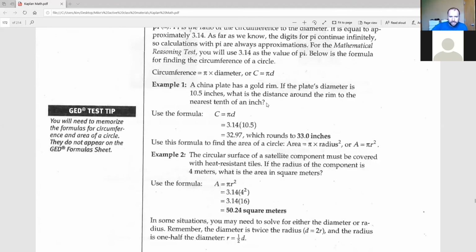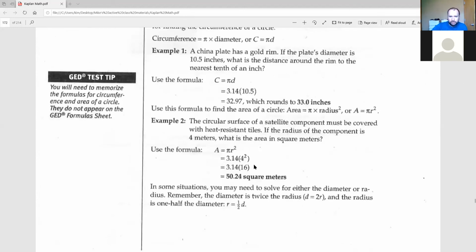So here is an example of area. The formula for area is only slightly different. So circumference is pi times diameter. Area is pi times radius squared. So a couple things. Make sure we remember radius is half of the diameter. Likewise, diameter is double radius. Also, remember, when we square something, that means that number times itself, not times 2.